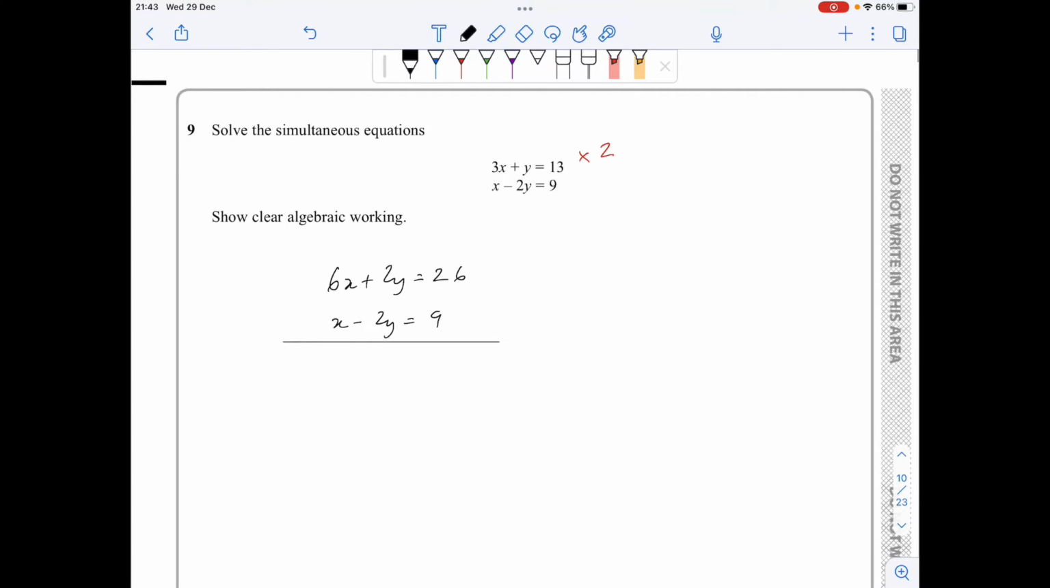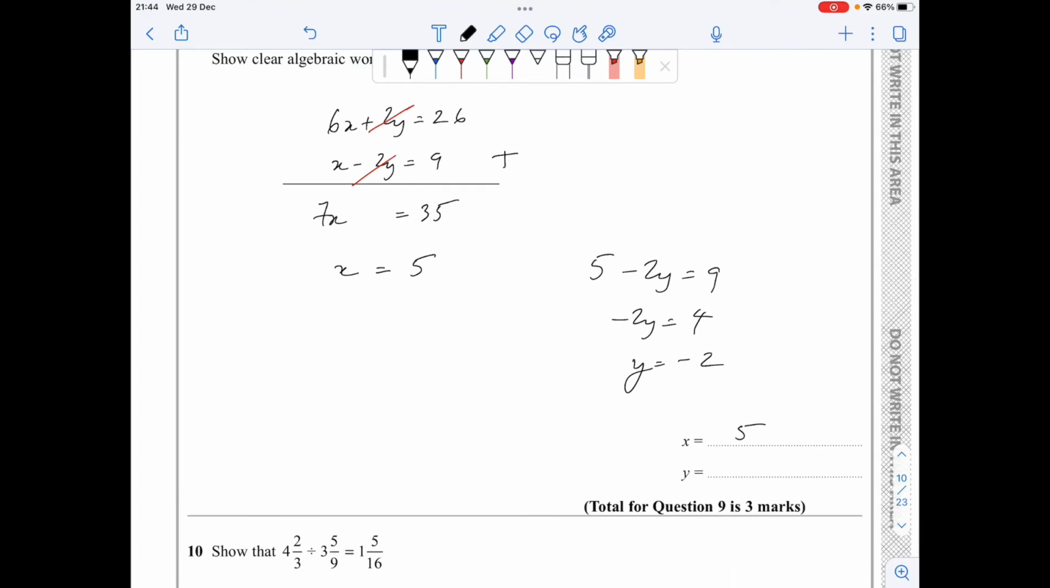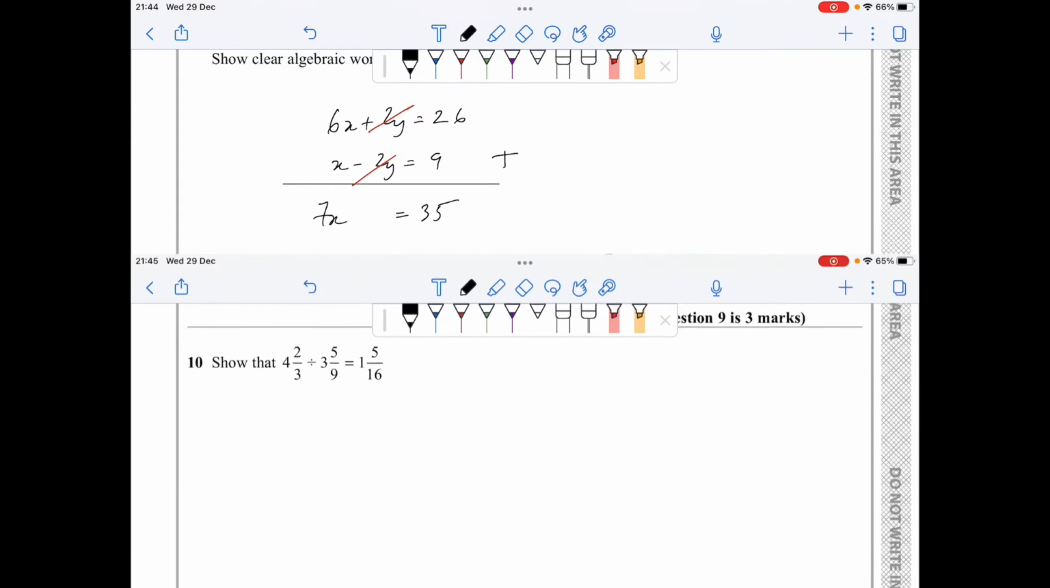And in order for the y's to cancel out, I will add the 2 equations. So I've got 7x equals 35. So x is 35 over 7, which is equal to 5. And then to find y, I can use any equation. I'll use this equation. So 5 minus 2y is equal to 9. So minus 2y is equal to 4. Y comes out to be minus 2. So x is 5, y is equal to minus 2.